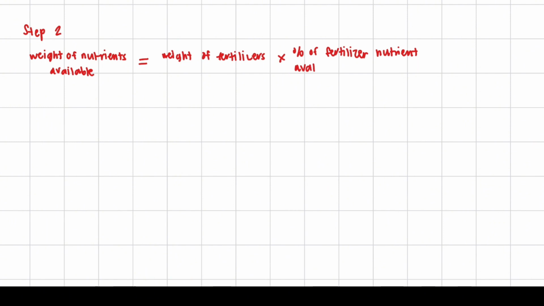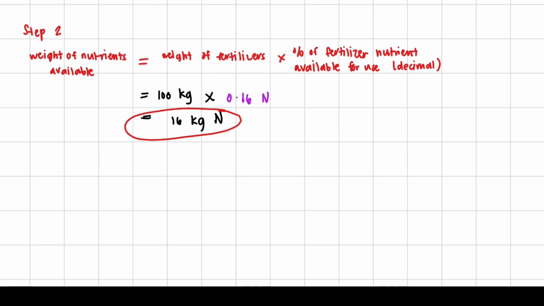Let's move on with the weight of the nutrients available. The formula is weight of fertilizers times the percent of fertilizer nutrient available for use, which is in decimal. So let us use the initially computed weight of fertilizer, which is 100 kilograms times 0.16 nitrogen of ammonium phosphate, and the answer is 16 kilograms nitrogen. We should also compute for the weight of the phosphorus available, so that is 100 kilograms times 0.20 phosphorus of ammonium phosphate. The answer is 20 kilograms phosphorus.